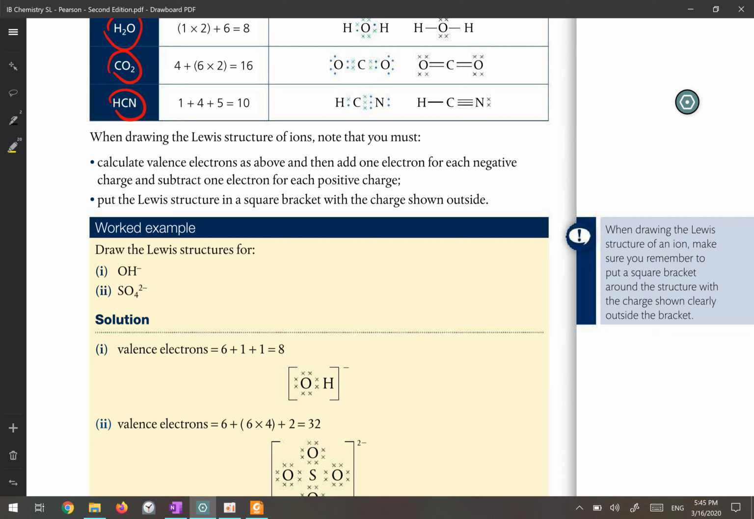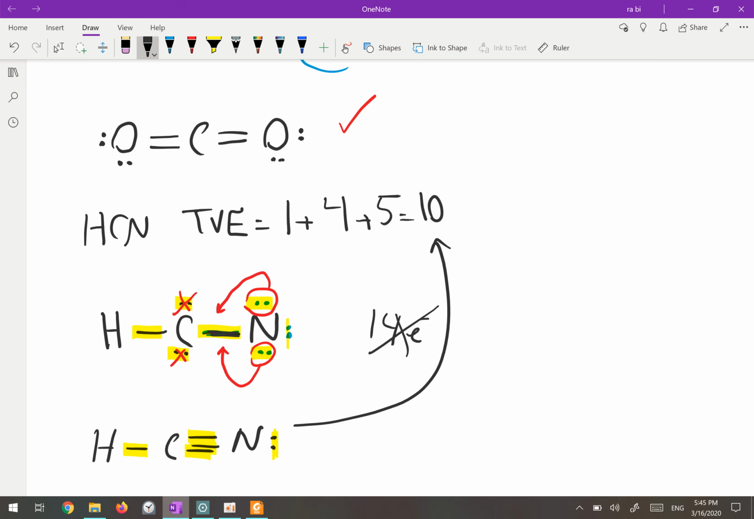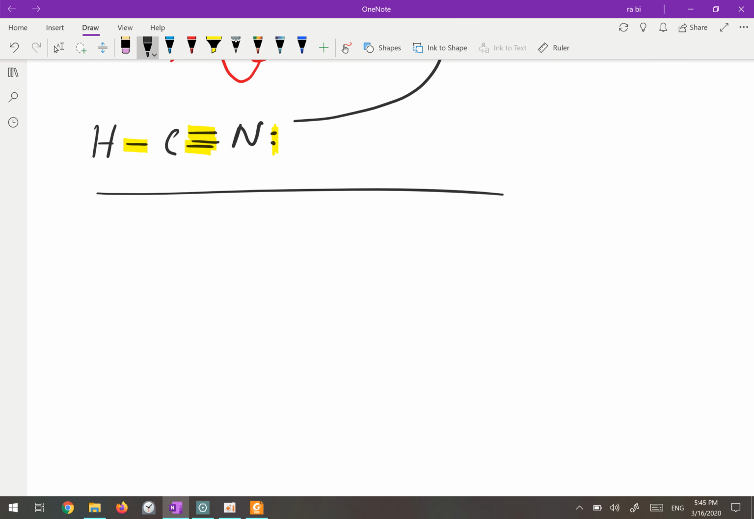So let's draw the Lewis structure for OH minus here. The OH minus, total valence electrons. You have oxygen in group 16, so it has 6 valence electrons. Hydrogen is in group 1, has 1 valence electron. But look at here. Here you have the negative. It means the atoms have gained 1 extra electron. So we have to add 1 electron here. So the total valence electrons in OH minus is 8. So we have 8 electrons here.